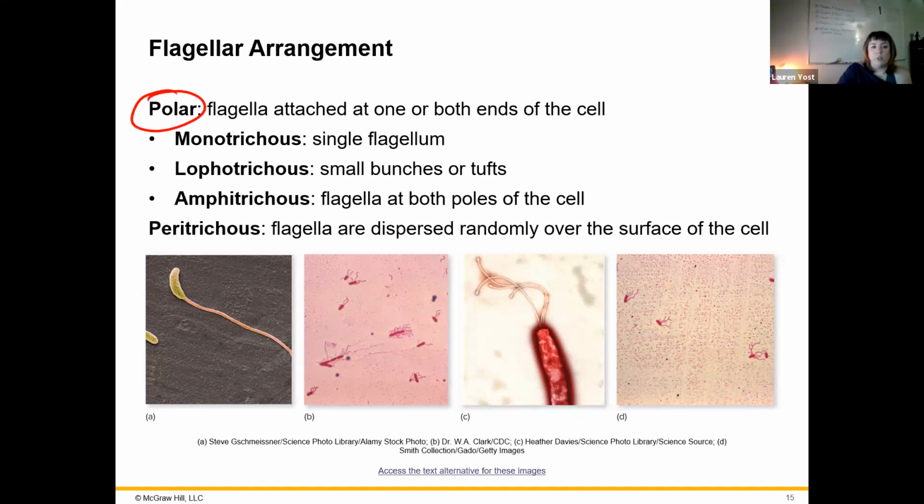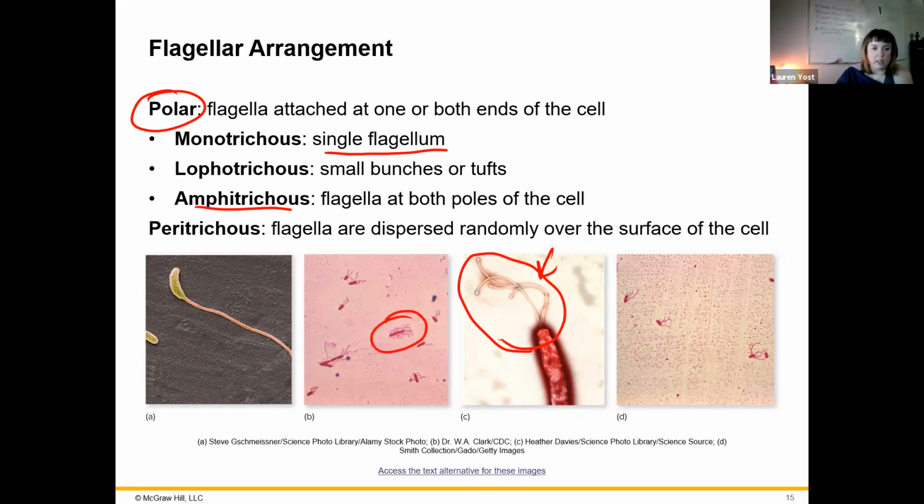So monotrichous, we have a single flagellum that has to be at one end or the other. Lophotrichous, we have a bunch or a tuft. So you can see here that this would be referred to as a lophotrichous. Amphitrichous, if you had this mess at both ends, then that would be amphitrichous. Again, remember, amphi means both. And then peritrichous, this is going to be flagella dispersed randomly over the entire surface of the cell. So just kind of all over the place. And you can see this guy here just coated in a bunch of flagella.